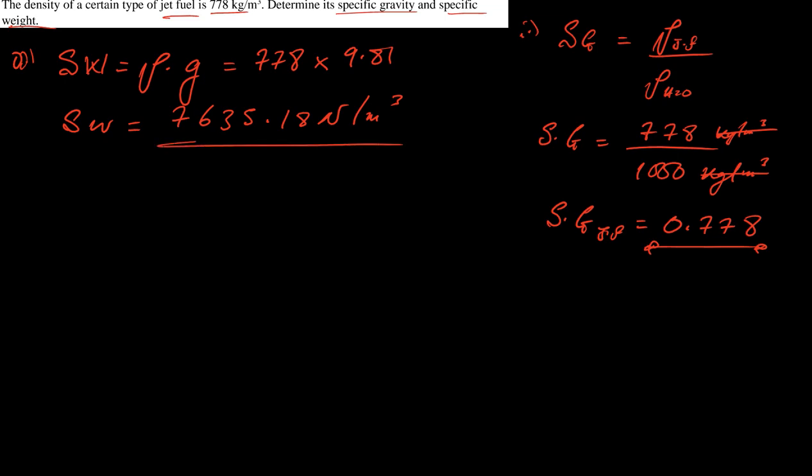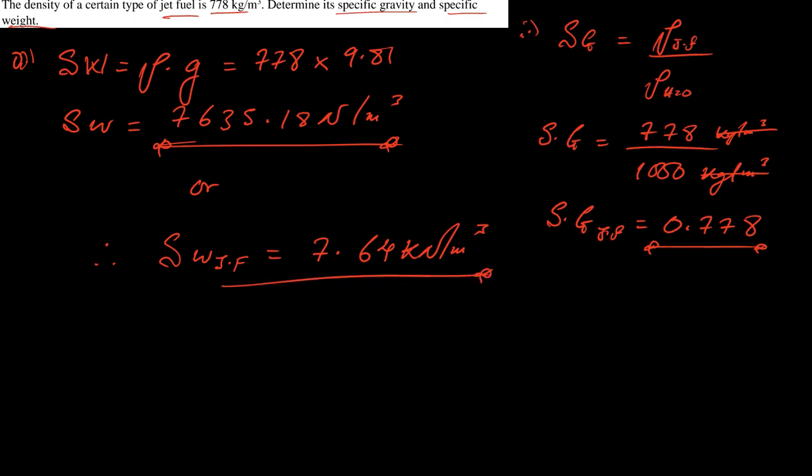Now this is our final answer, but we'll write it in kilonewtons per meter cubed. So we'll say, therefore, the specific weight of the jet fuel is equivalent to, if we round off our answer to 3 significant figures, matching the precision of this same value of 778, a value of 7.64 kilonewtons per meter cubed. And this is the specific weight, and we have also found our specific gravity. So this is how we go about solving this question.